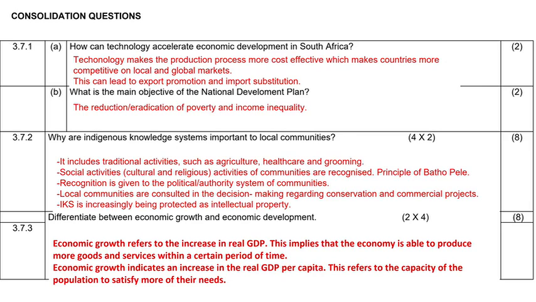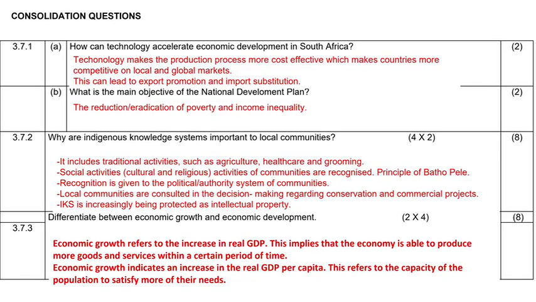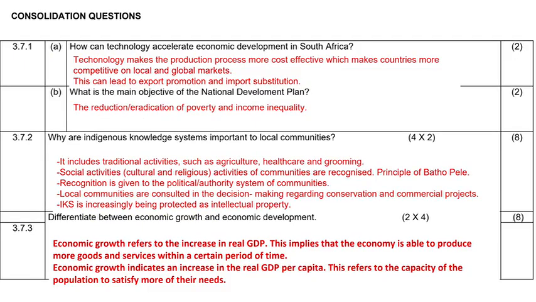Economic development indicates an increase in the real GDP per capita, and this refers to the capacity of the population to satisfy more of their needs. Sorry, it seemed to have cut off the economic, this here is the economic development. Oops, sorry, let me just go back. This one here should say economic development indicates an increase in the real GDP.